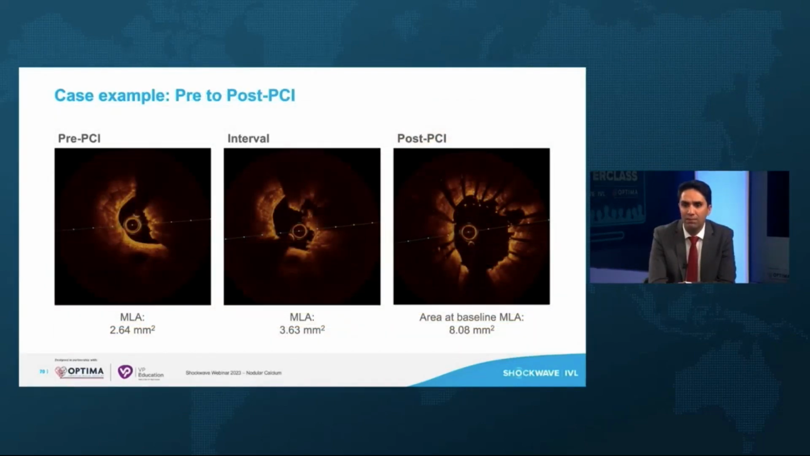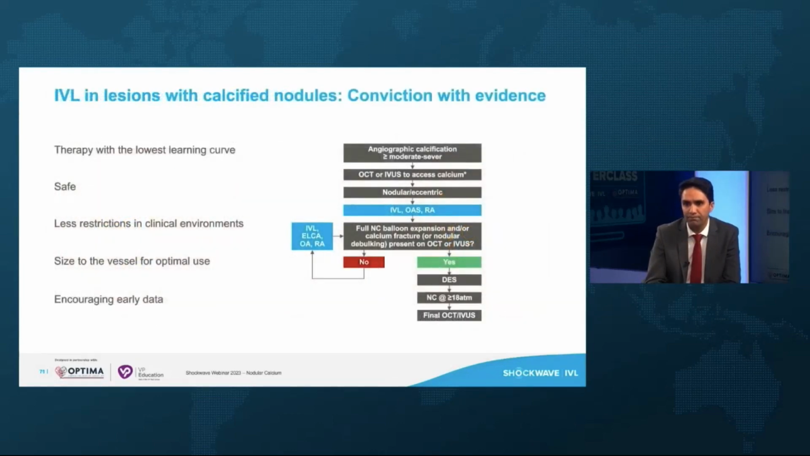If we compare the pre-PCI to the interval and post-PCI, it highlights critically how the mechanism of IVL works. You'll see that after IVL, the minimal lumen area only increases a little bit, and that's because it modified the calcium at very low atmospheric pressure without creating tears, but it facilitates stent expansion, quadrupling the minimal lumen area.